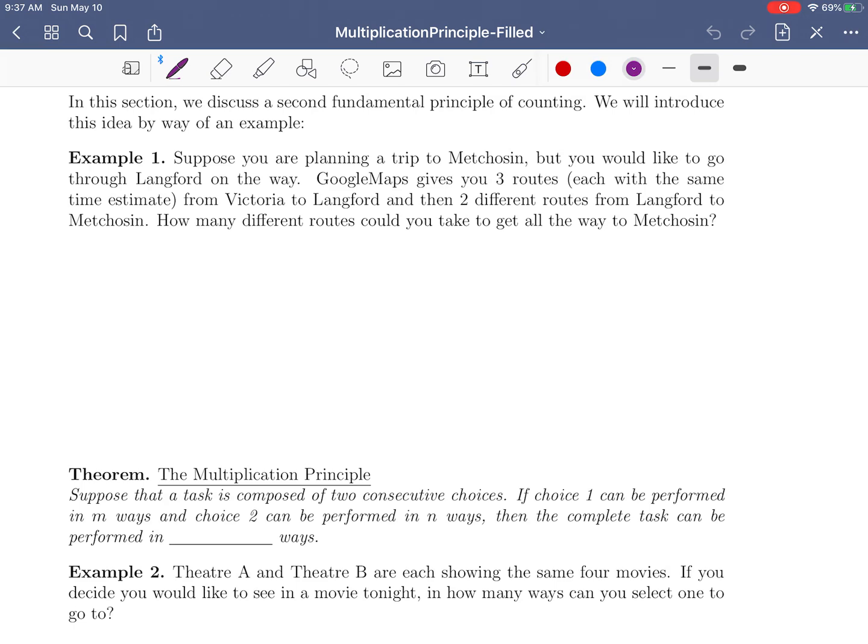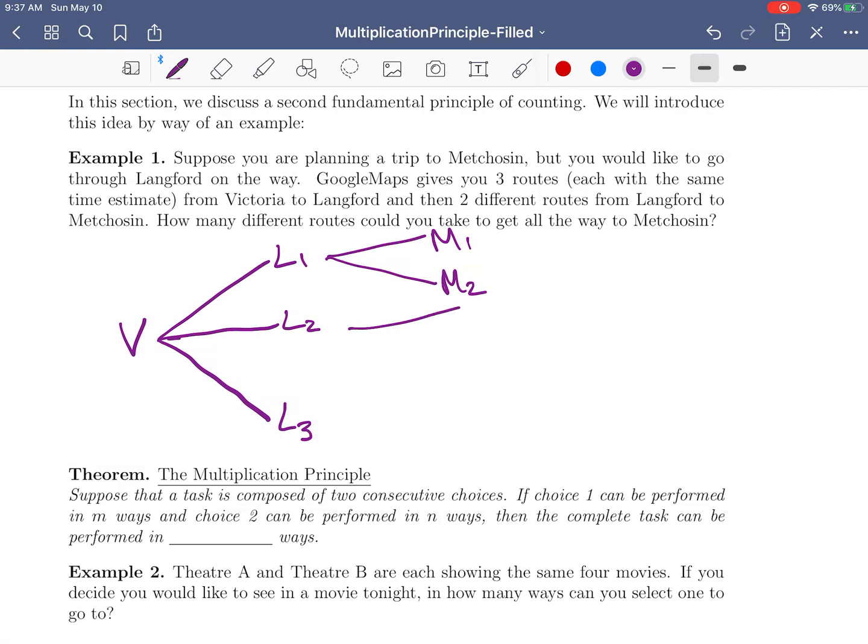So that's what we're wondering. We can kind of draw a picture here. Say we're in Victoria. We want to get to Langford, and there's 3 available routes. I'm going to call them L1, L2, and L3. Now, once we've picked one of these routes, we still have 2 options to get to Machosen. So we could take M1 or M2, depending on which route we take to Langford.